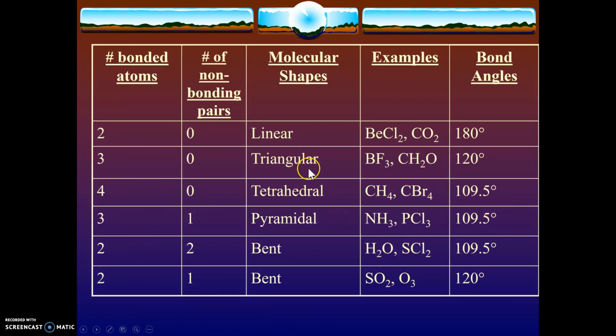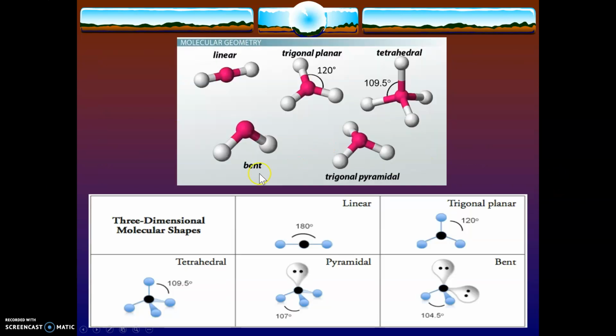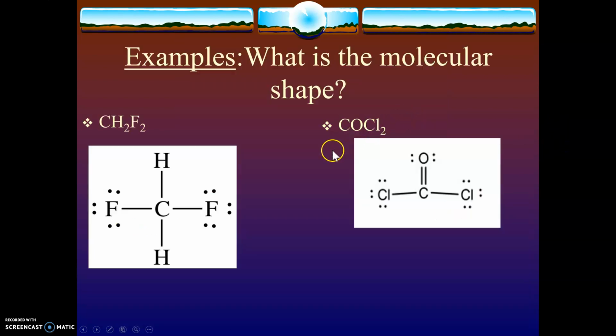So let's look at this chart. On the test, you will be given the first column, the second column, and the third column. So you don't need to memorize, you just need to know how to use this chart that we're going to refer back to. Here are some examples of what they look like in a 3D structure. Notice how on your chart it says triangular, but this says trigonal planar. Sometimes they just have different words for the same thing. You can use either one. That's fine.